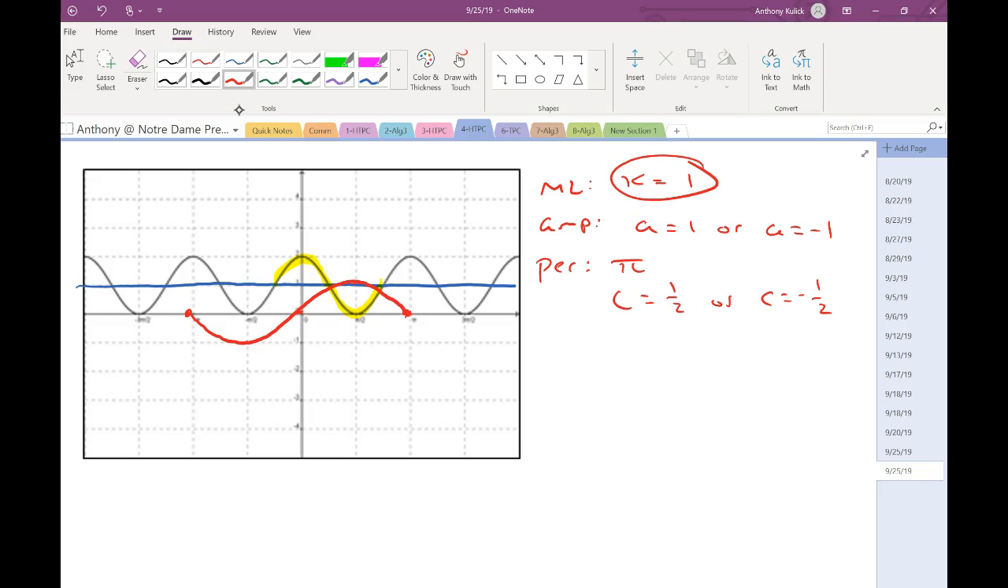So I see a reflection. So let's pick the A to be negative and the C to be positive. Everybody okay with that? Okay. Now let's look for, do you see a translation? Has it been shifted left or right? Definitely has.